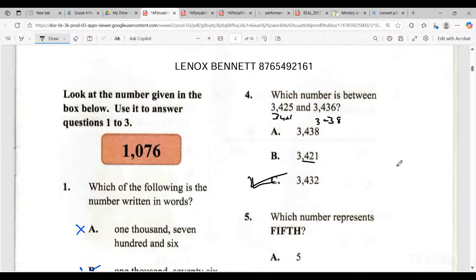Somebody say explain the question, please. It is saying which number is between these two numbers. The number is, I'm not sure if you're seeing it, but it's 3,425 and 3,436. Which number, like when you're counting, it would fall between these numbers. All right, let's move on to number 5.